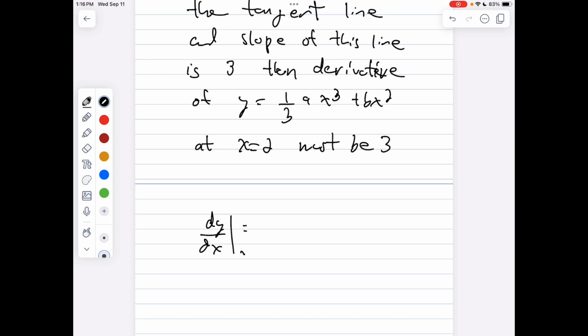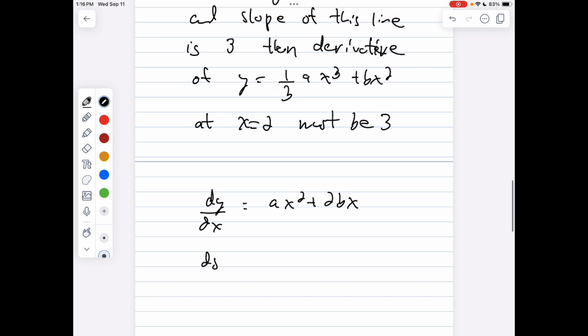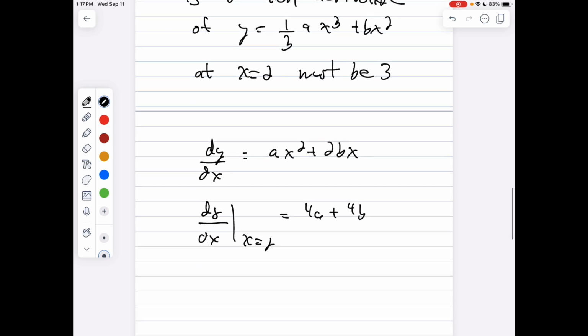Let me start off with that first. So dy dx would be ax squared plus 2bx, so just applying the power rule here. And I am going to now replace my x's with 2. So you would get 4a plus 4b. And all of that has to equal 3.